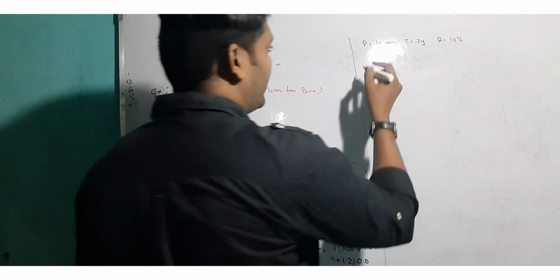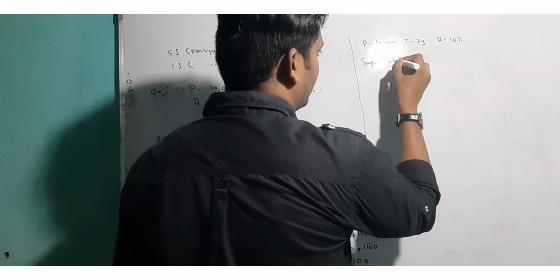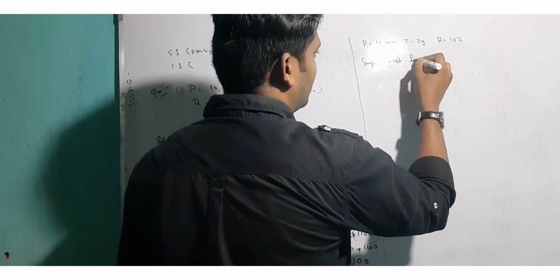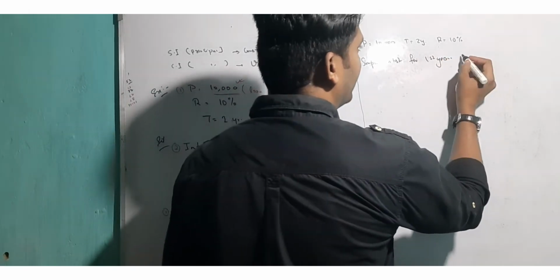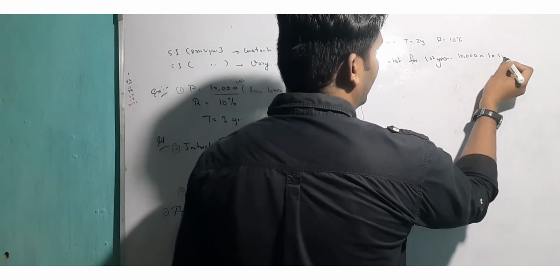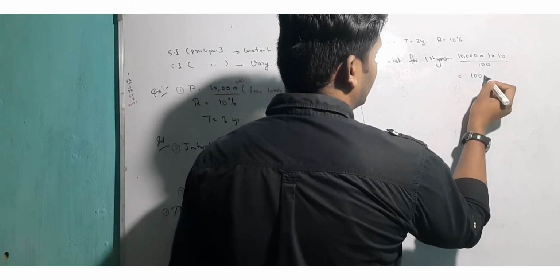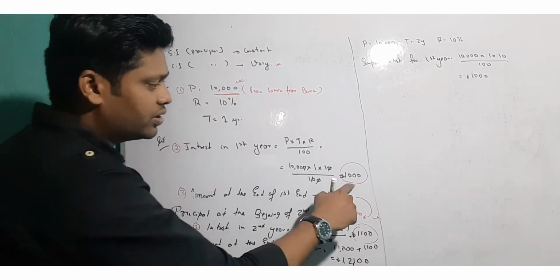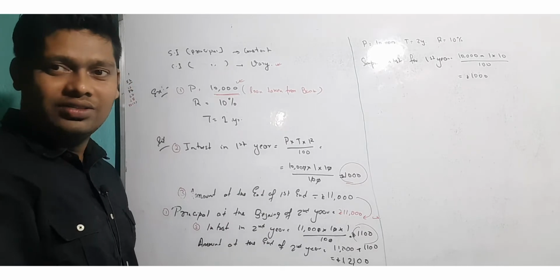Okay, so now what do I have to find out? Simple interest. Simple interest of what? For the first year. So how much will it be? P into T into R by 100: 10,000 into 1 year into rate percent by 100. So it will be 1,000. See, interest for the first year is 1,000. Here also it's the same. Why? Because the principal was the same, the starting will be the same only.